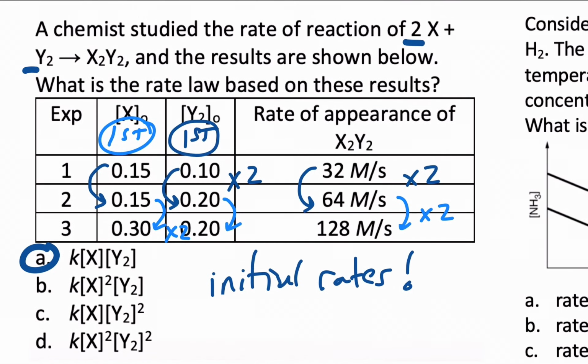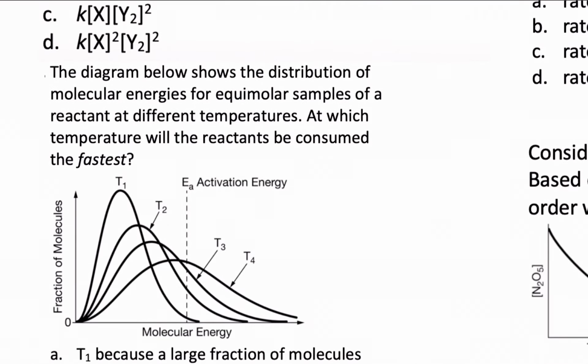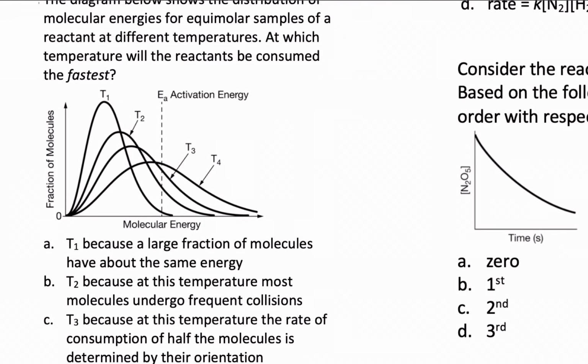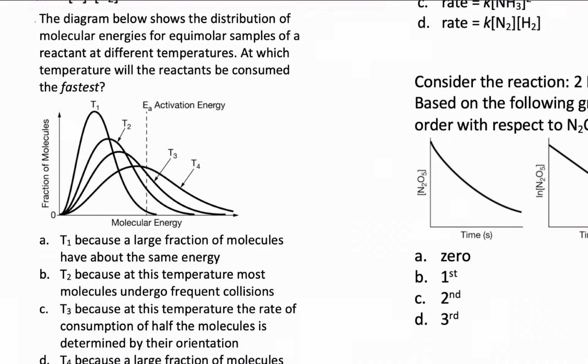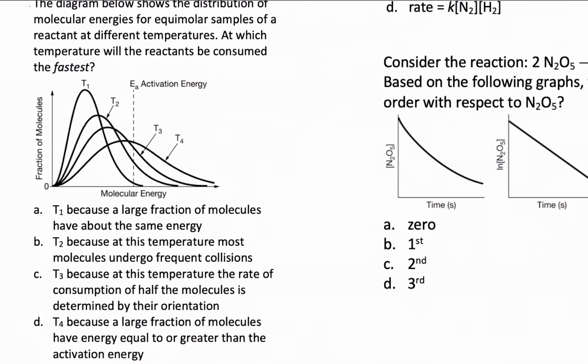They're both 1. Many students might accidentally pick that because they don't realize you have to use the table. All right, right below it, here is one of those distribution energy diagrams, exactly what we just reviewed in the crash course first slide. The diagram below shows the distribution of energies for equimolar, meaning same amounts of reactant, at different temperatures. Which temperature will be the fastest?